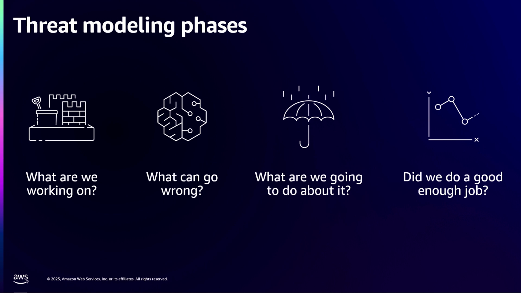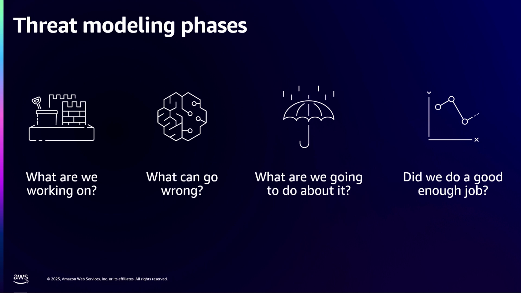The intent of this question is to help you and your team agree upon what you're working on and the details that are relevant to security. The most common way of answering this question is by creating a diagram, most often a data flow diagram. Next is, what can go wrong? This is about thinking contextually about what can go wrong with your system and coming up with threat statements.